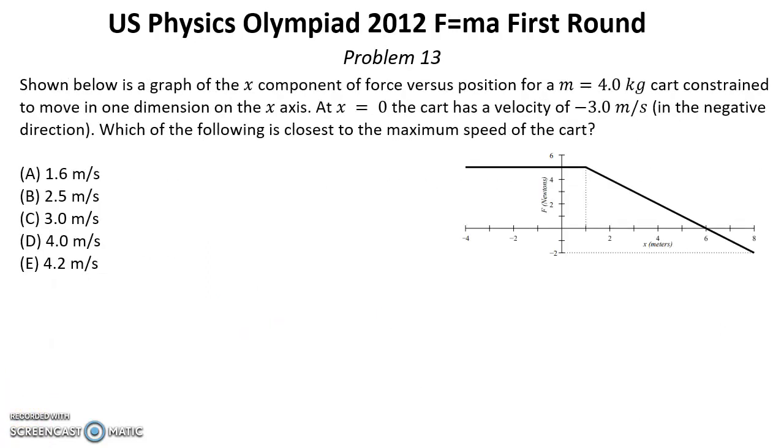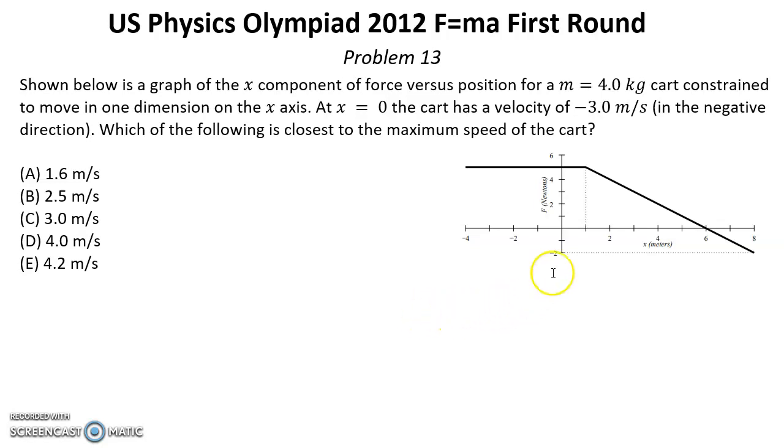Problem number 13. Shown below is a graph of the x component of force versus position for a mass equal 4 kg cart constrained to move in one dimension on the x-axis. At x equals 0, the cart has a velocity of negative 3 meters per second in the negative direction. Which of the following is closest to the maximum speed of the cart? Solution.